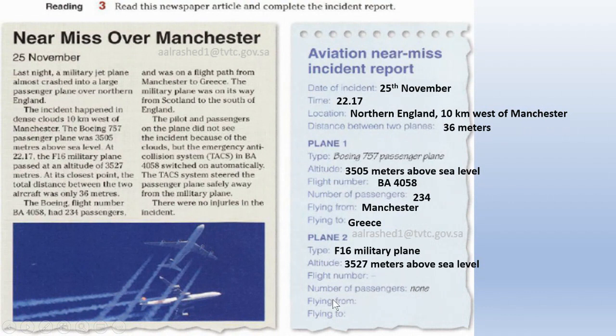Okay, number of passengers, flying from to. Here we need the location where this plane has taken off and where it is expected to land. From Scotland to the south of England. Okay, so these are the incident reports of the two planes.